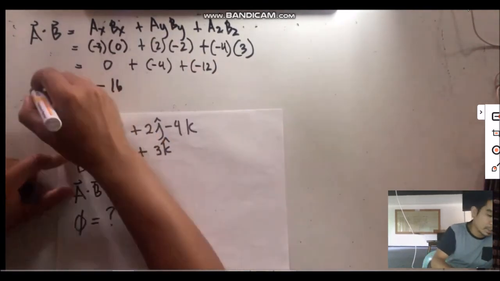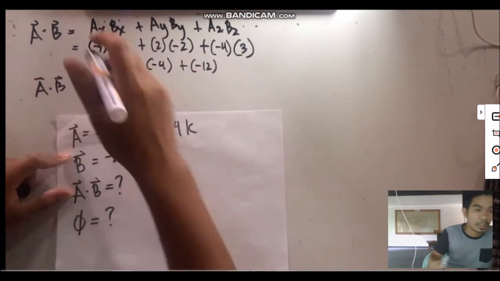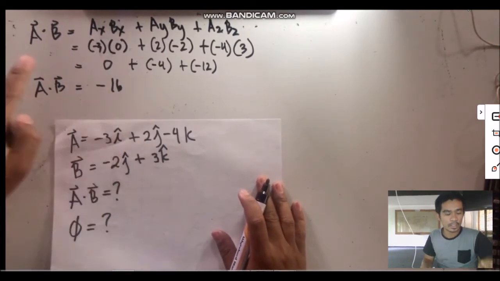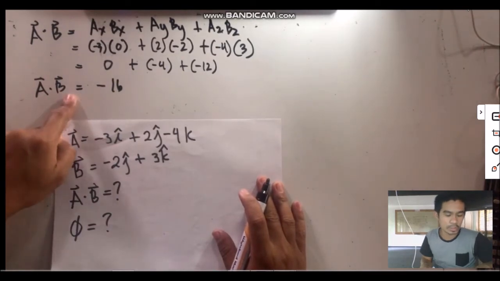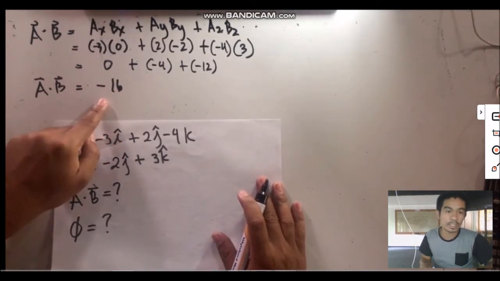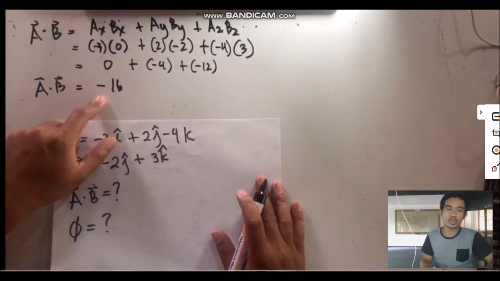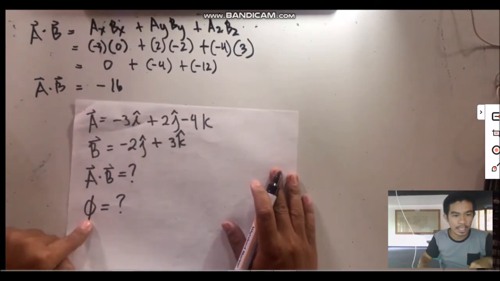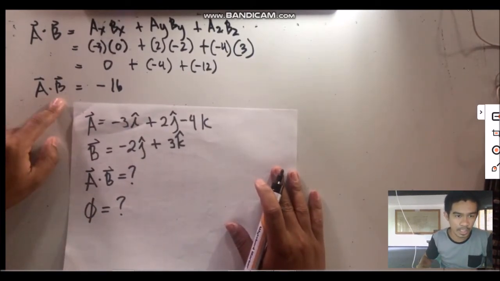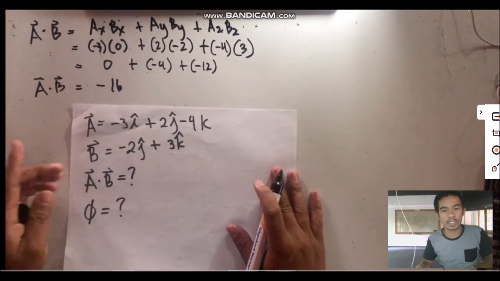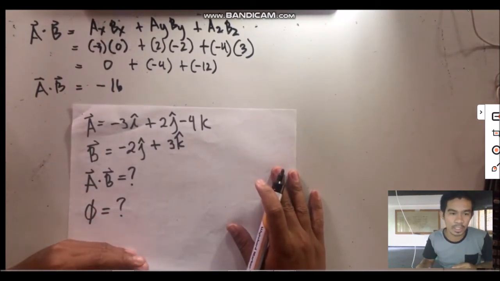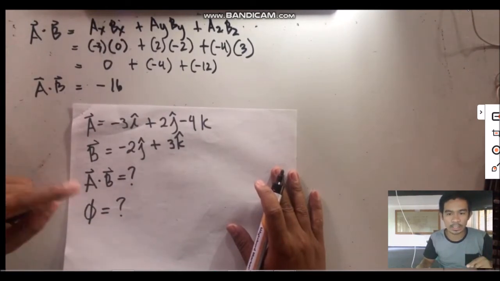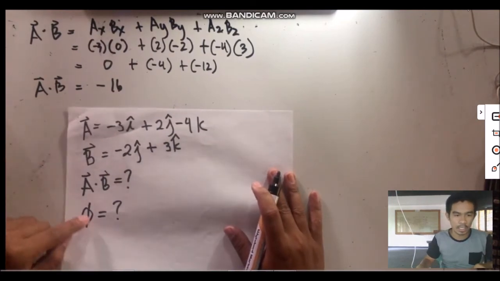Okay, now if the dot product of two vectors is negative, what does it mean? If the dot product of two vectors is negative, then the angle between them must be greater than 90 but less than 180 degrees. So phi, the angle between vector A and vector B, must be between 90 degrees and 180 degrees. So let us see if it is really greater than 90 but less than 180 degrees by looking at the angle phi.